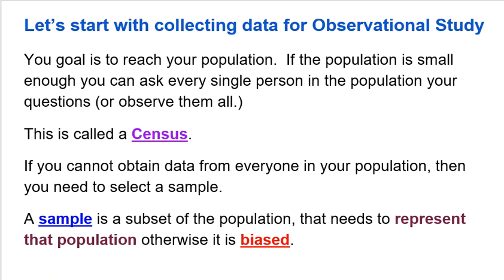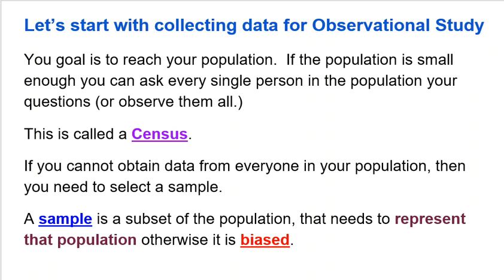But sometimes populations are way too big, like if your population of interest is all cardinals, all cardinal birds, right? Well, there are millions of cardinals across this world. You cannot possibly get to all of them, so that is where we select a sample. A sample is a subset of a population that needs to represent that population, otherwise it's biased. So it's super important that your sample is not just any old sample. It's a sample that truly represents the population.